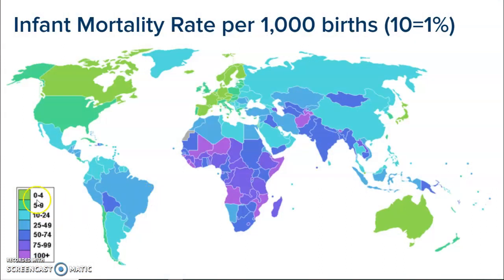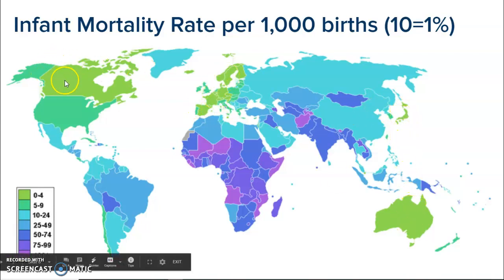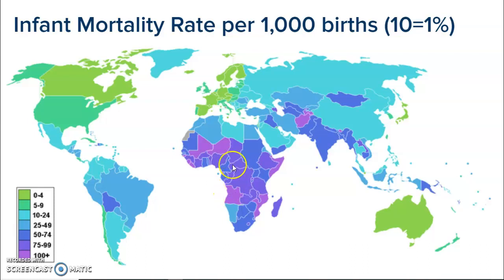Infant mortality rate per 1,000 births on this world map, you'll see 0 to 4 is this light green, and we have that again in some of these European and Scandinavian countries. Japan has that, and then the countries that are associated with Europe, Canada, and Australia. The highest infant mortality rate, again, you'll see is over here in Africa with this kind of light reddish purple. A little bit over here in Central Asia as well.